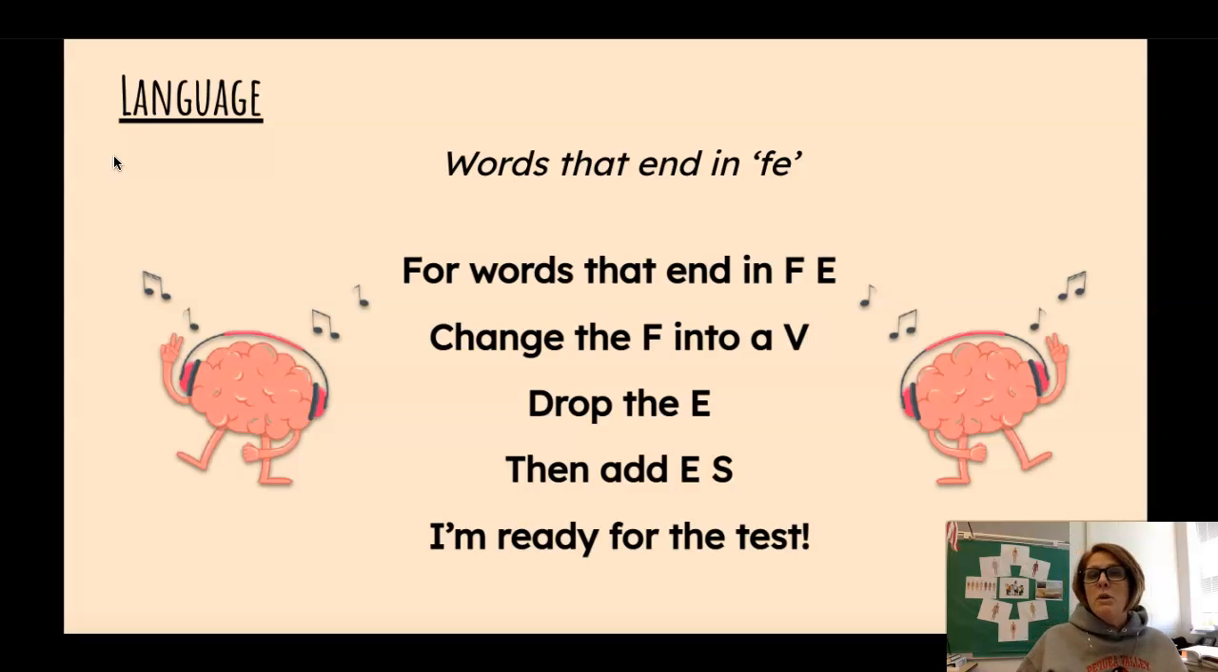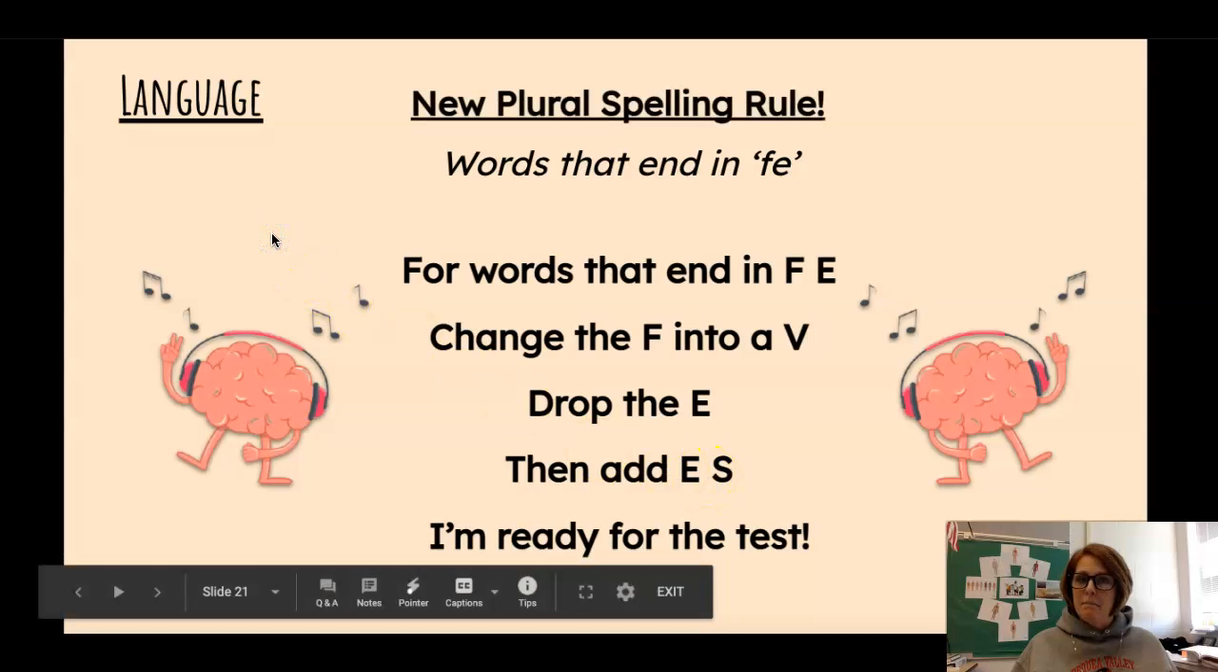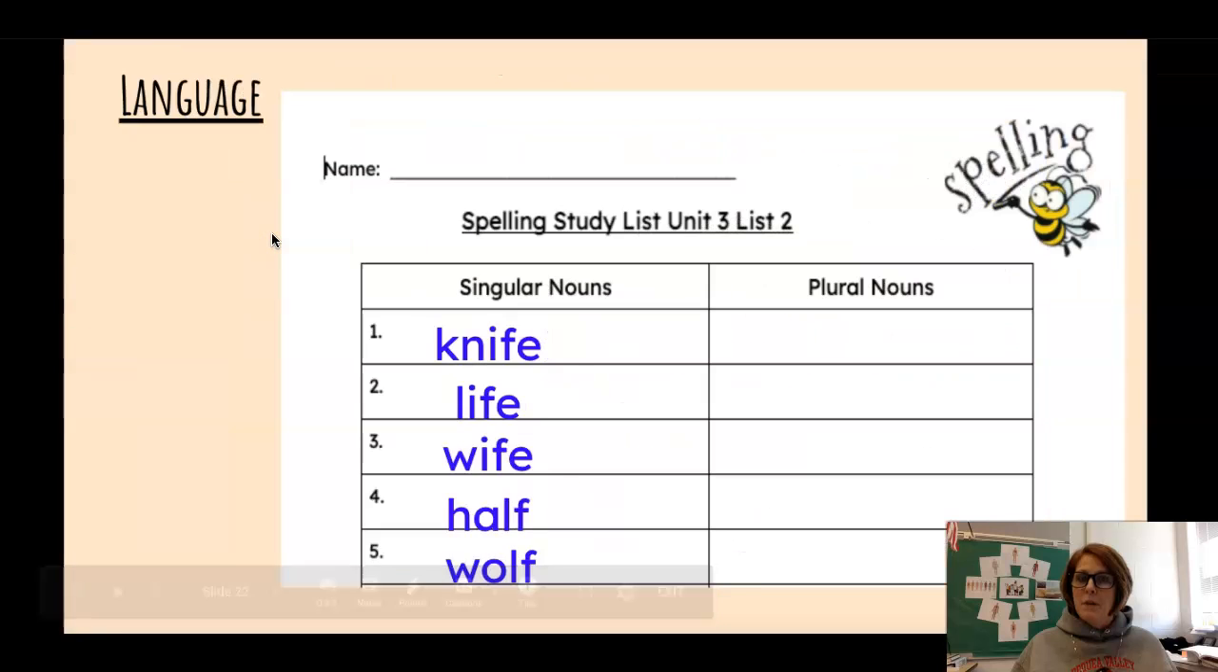So now we're going to go back and make the plural forms of those nouns. Words that end in F-E. For example, knife. It ends in F with a silent E. You are going to change that F to a V. You're taking the silent E off, and then you're adding ES. Okay? For example, knives. Okay? So we changed this F to a V, got rid of this E, and added ES.